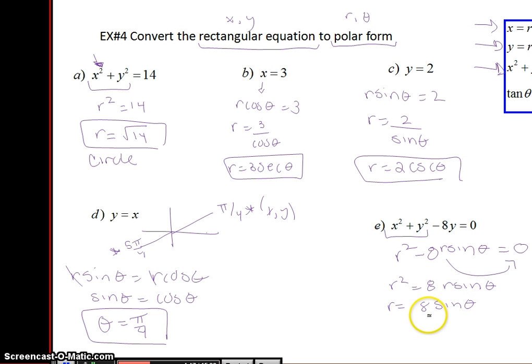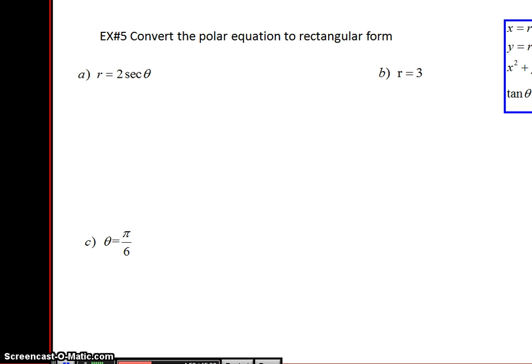And I get r equals 8 sine theta. And here I have a polar equation, just r's and thetas, no x's and y's. Okay, so on the next problem, example number 5, we're going to go backwards. We're going to start off with polars, which is r's and thetas, and I want to get to rectangular, which is x's and y's. So polar, trigonometry stuff, rectangular, algebra stuff. Okay, so we're going to do the exact same thing.